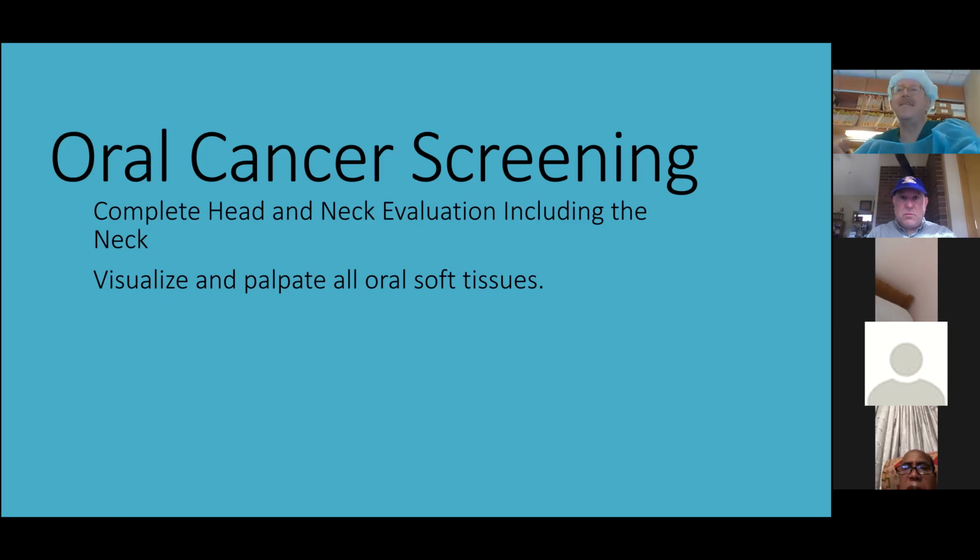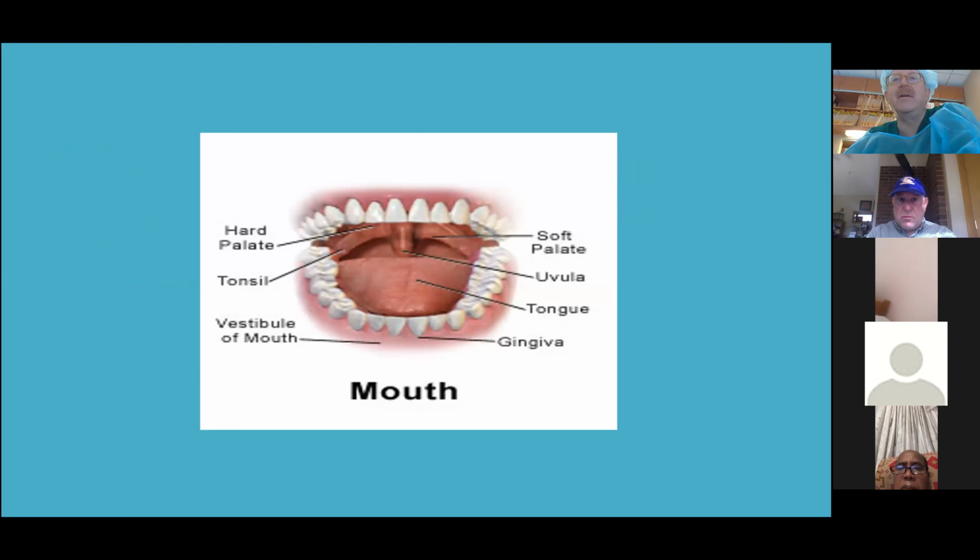Lesions, ulcerations or erythematous lesions, leukoplakias, etc. The oral cavity, as we know, consists of dentition, 32 teeth in the adult, 20 teeth in the child.